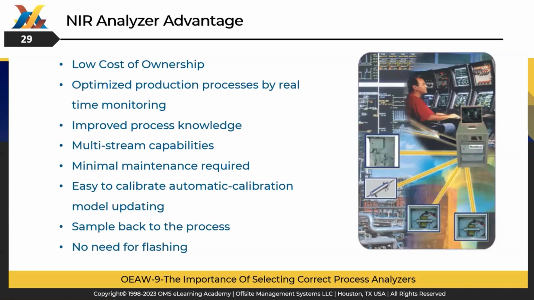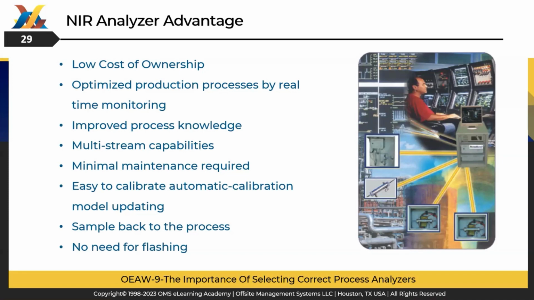Just to summarize, what are the advantages of using this method compared to the standard analyzers? First of all, it's low cost of ownership. What does it mean? It means that, for example, if we need to measure some application, let's talk about gasoline blending, there is a list of something like 7 to 8 different properties that have to be analyzed during the process. For each and every one of these properties, if we are going to use discrete analysis, we will need a separate analyzer.